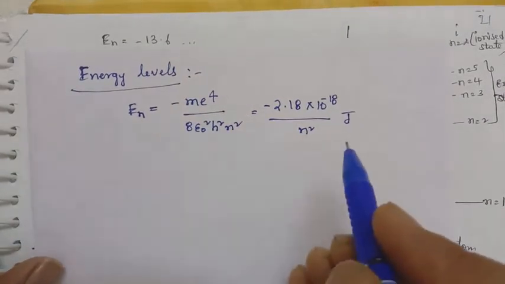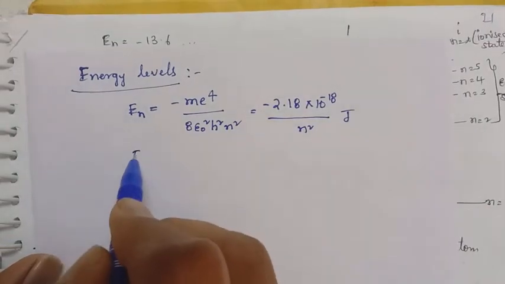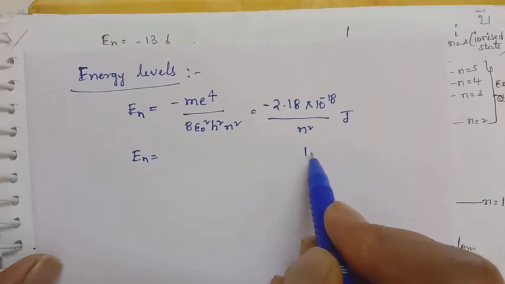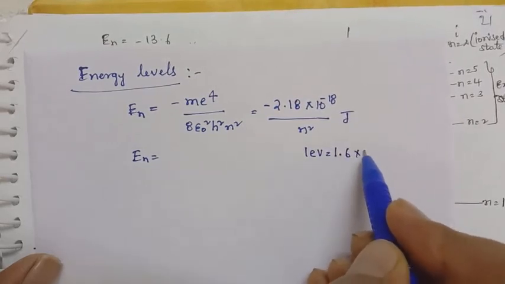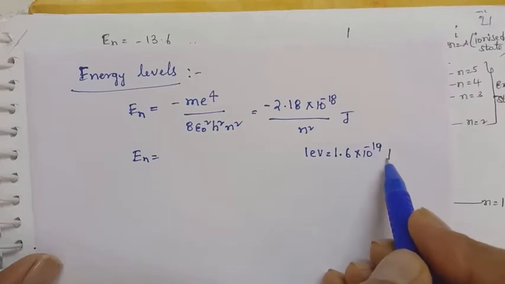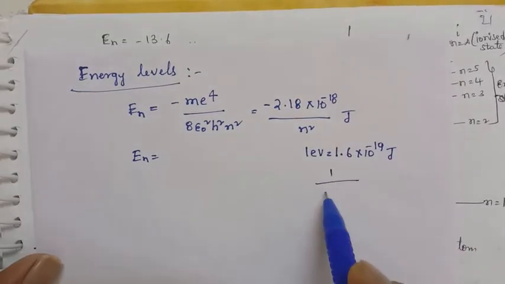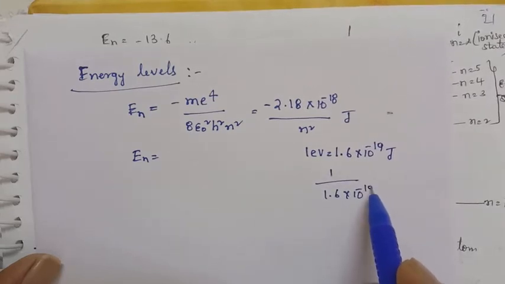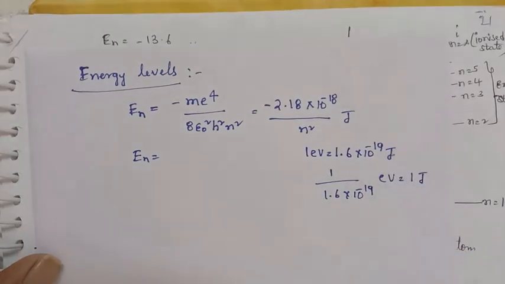This energy you have to convert from joules to electrovolts. Then energy En is equal to, so 1 electrovolt is equal to 1.6 into 10 to the power of minus 19 joules. So 1 joule is equal to 1 by 1.6 into 10 to the power of minus 19 electrovolt.